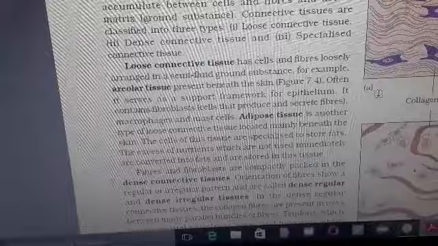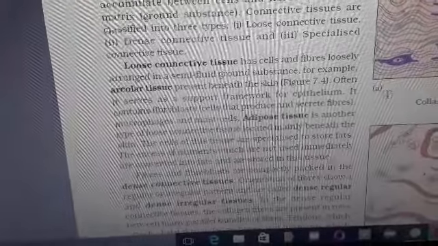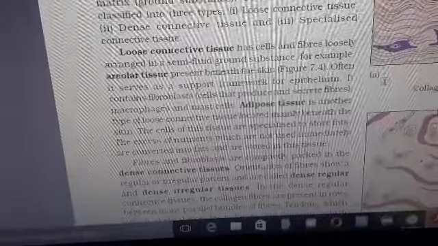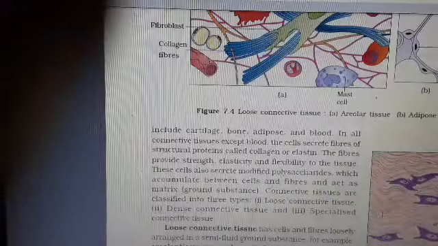And areolar tissue is present in abundance in our body, as it is present beneath the skin. So it is also telling that it's in abundance. Now it contains fibroblasts, cells that produce and secrete fiber, macrophages, and mast cells. So I'm going to explain this to you. Just see this figure.